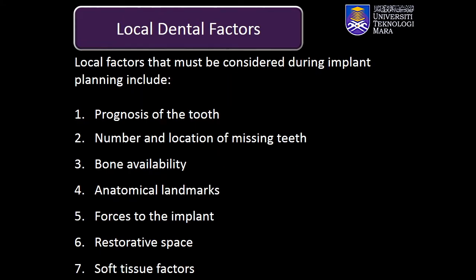Local dental factors to be considered during implant planning are prognosis of the tooth, number and location of missing teeth, bone availability, anatomical landmarks, forces to the implant, restorative space, and soft tissue factors. Some examples will be given in the following slides.